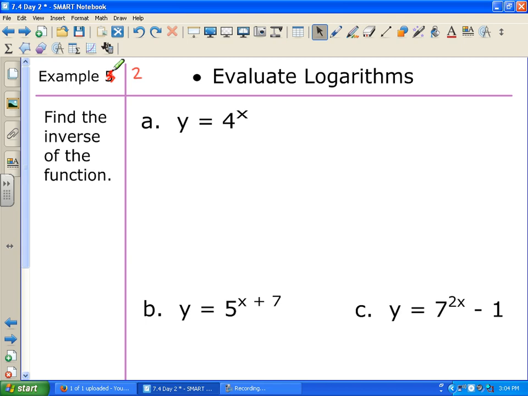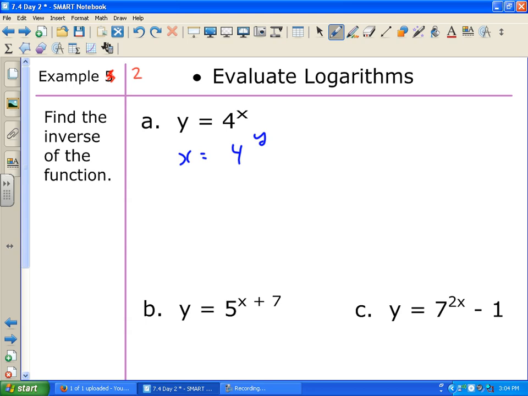Find the inverse of the function y equals 4 to the x. Then we're going to find y equals 5 to the x plus 7. And then y equals 7 to the 2x minus 1. Really the same game. This time we have exponents, and we need to make the inverses, so we're going to make them logs. So, same game, y equals 4 to the x. This is now going to say x equals 4 to the y.